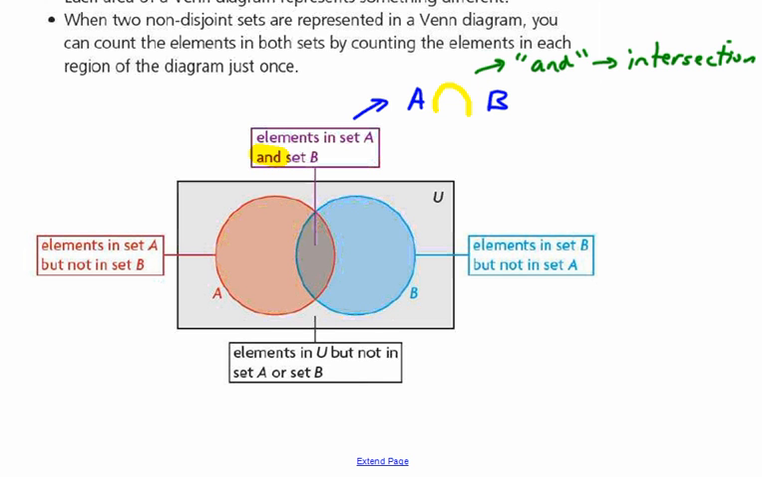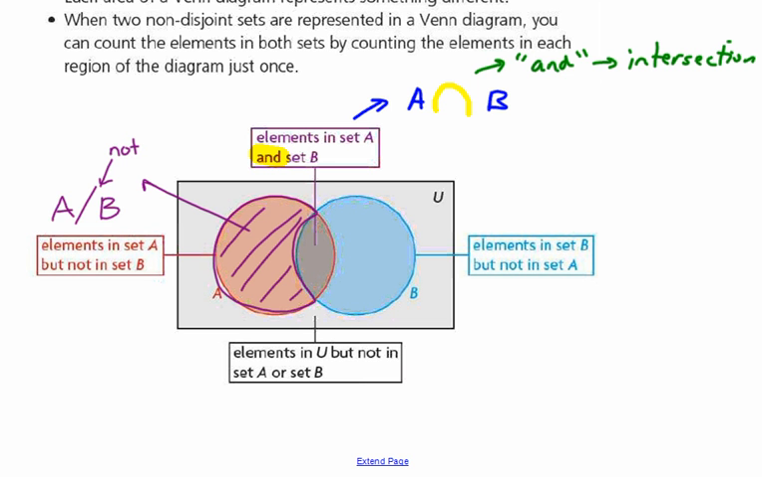Okay, now how do you write the elements in set A but not B? So the number of elements or the elements in A but not B is written like this. So this is A, not B. So that's talking about this area right here. All of this part would be A, not B.